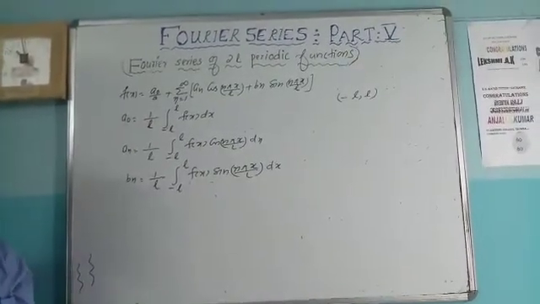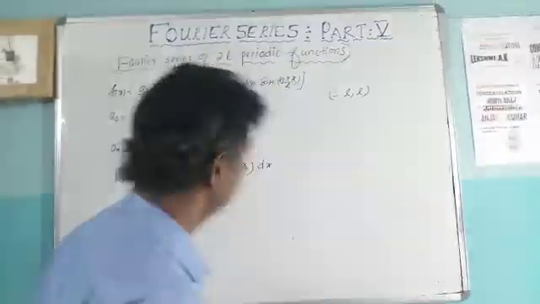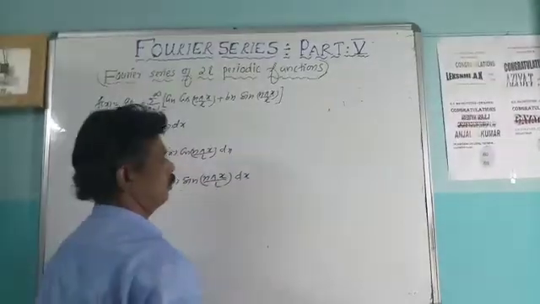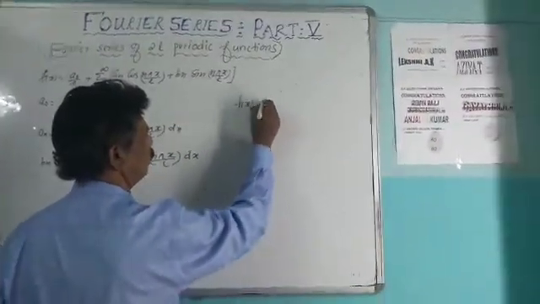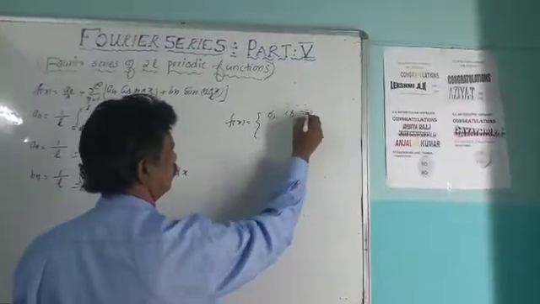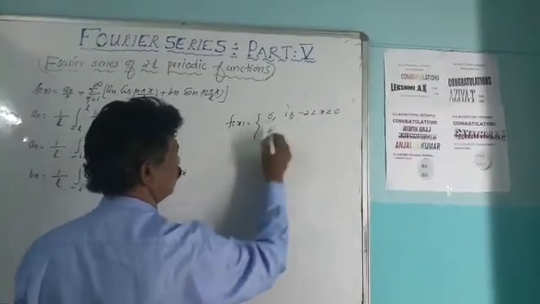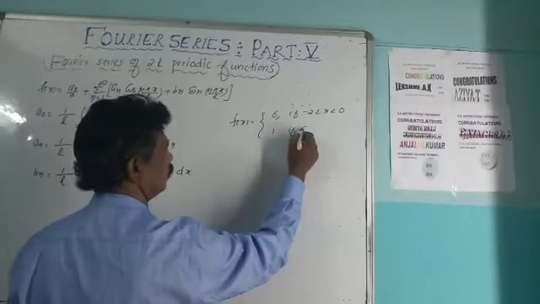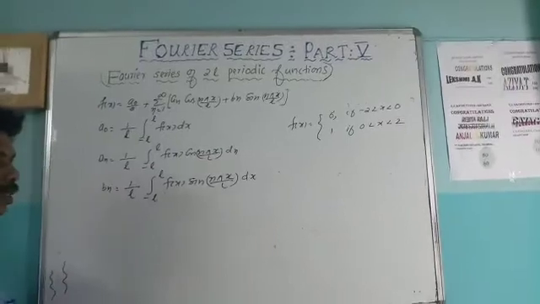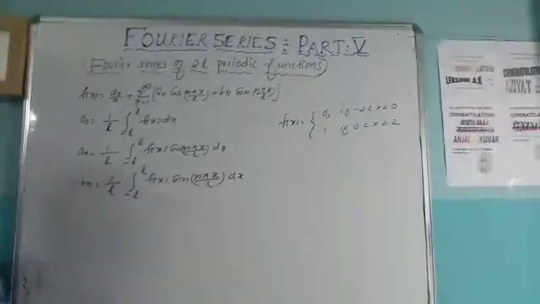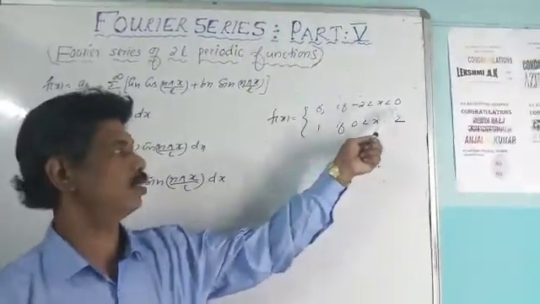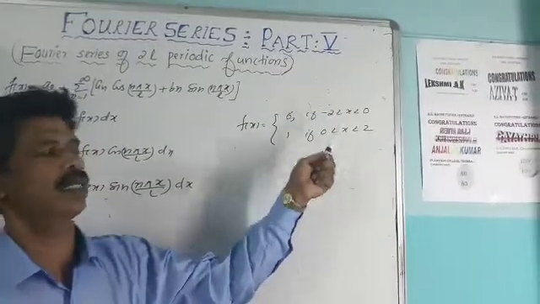Okay, let's pass through some problems. Please read the question. Find the Fourier series of the function f of x equal to 0 if minus 2 less than x less than 0, and 1 if 0 less than x less than 2. Okay. Find the Fourier series of the function.